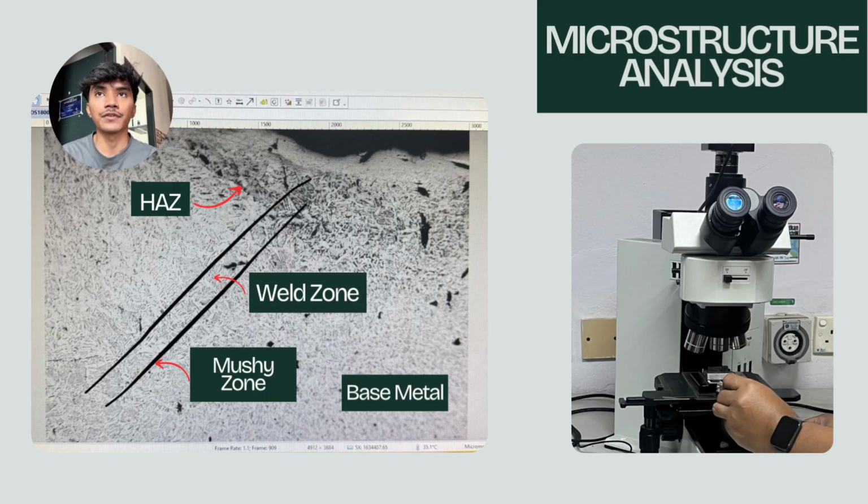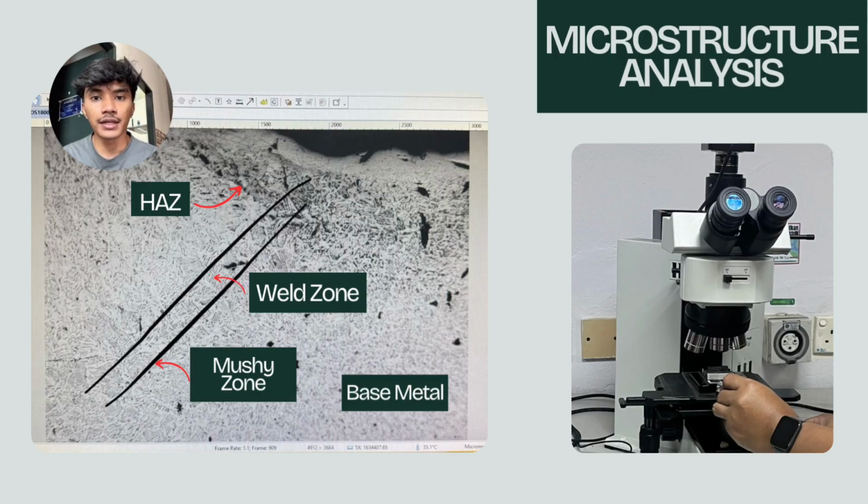The image shows different regions of the weld joint, which include the weld zone, mushy zone, heat affected zone, unaffected zone, and fusion line. The weld zone located at the center of the weld experienced complete melting and solidification. The grains here are coarse and irregular due to the solidification process. The mushy zone is a transition area between the weld zone and the base metal.